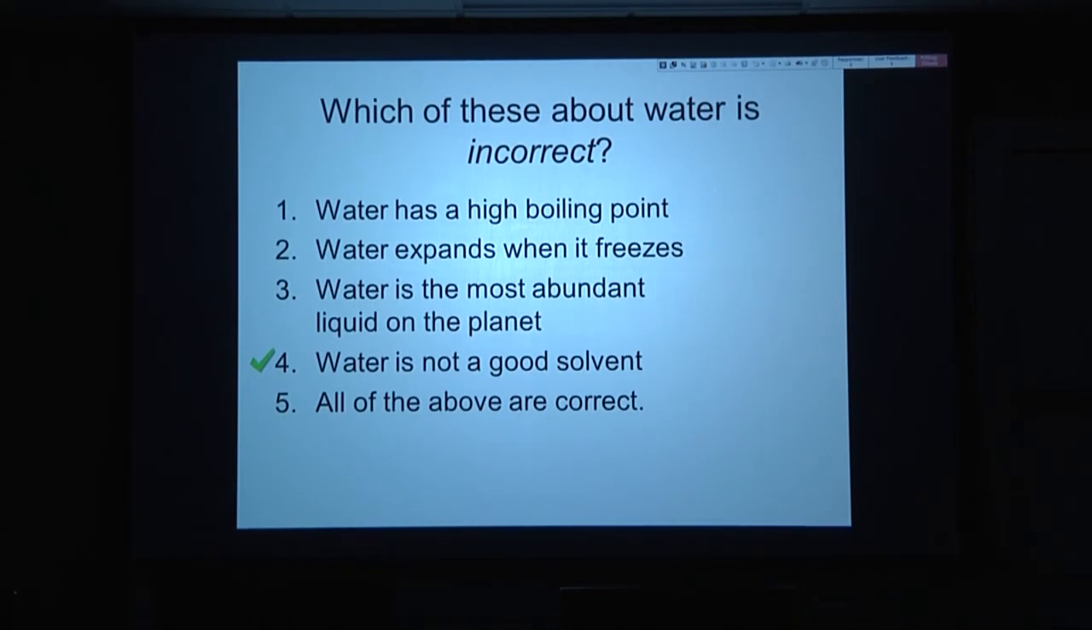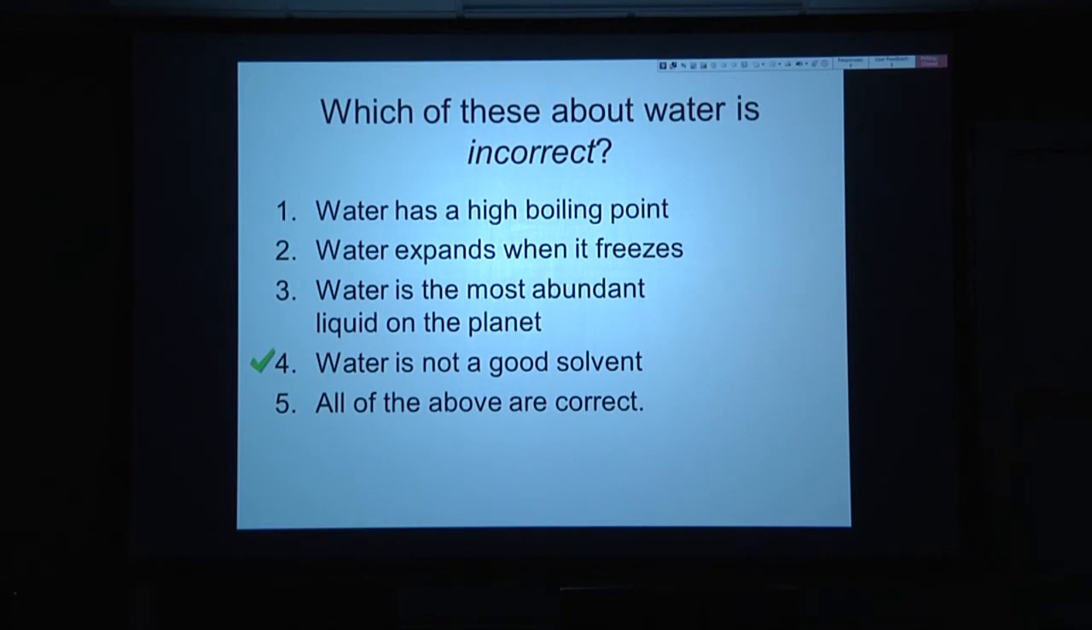1, 2, and 3 are absolutely correct. Water has a high boiling point because of the hydrogen bonding. Water expands when it freezes, also because of hydrogen bonding. And number 3, water is the most abundant liquid on the planet. Also true. Without water, we would not be able to exist.